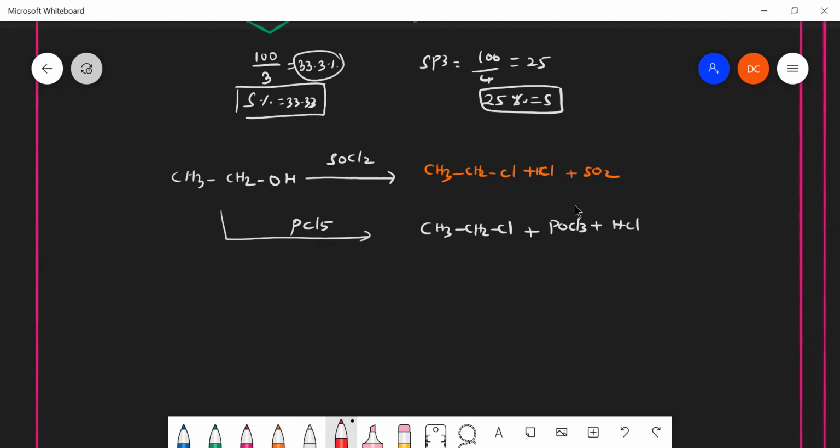Among these two reagents, which is a better one? The above one, because both HCl and SO2 are gaseous. Why is this better? Yeah, both are gaseous products, so we can get pure ethyl halide. Okay, ethyl halide we can get.